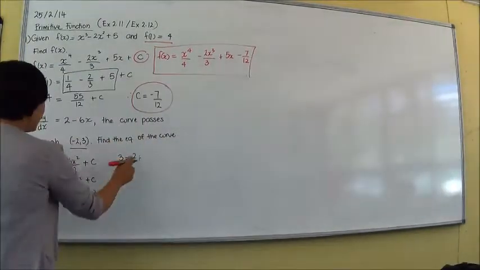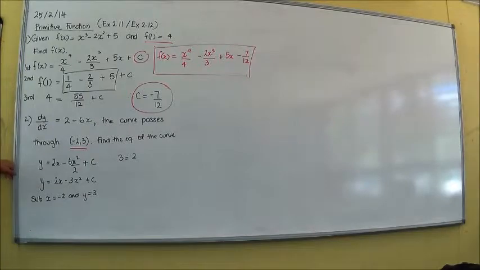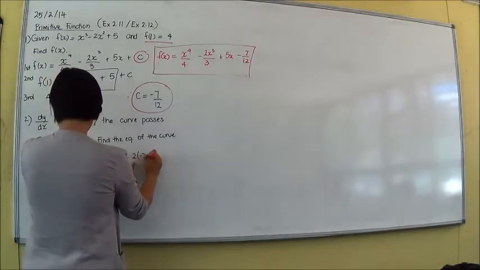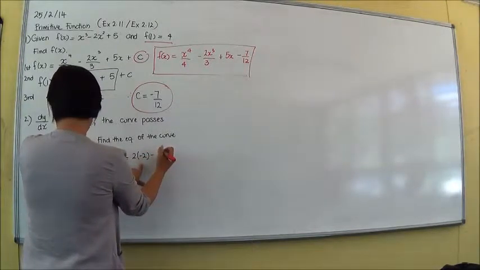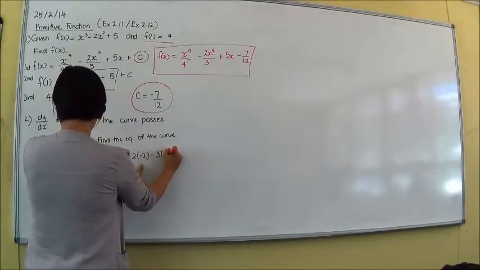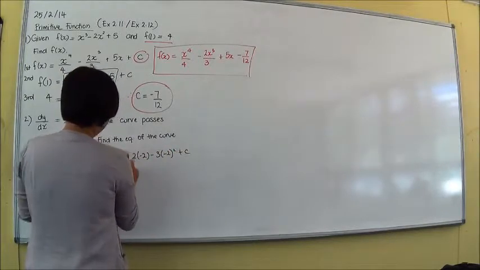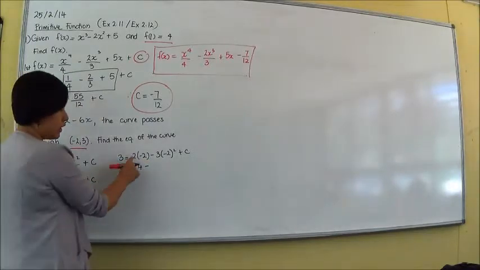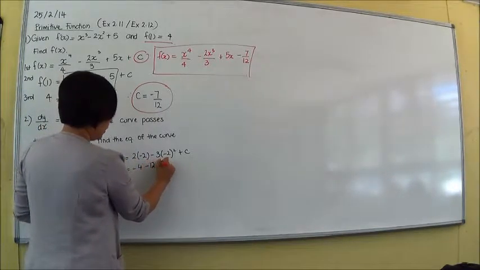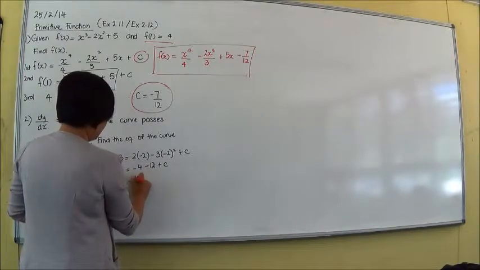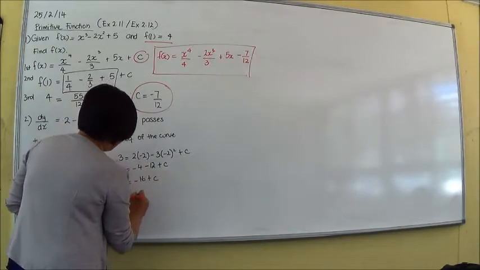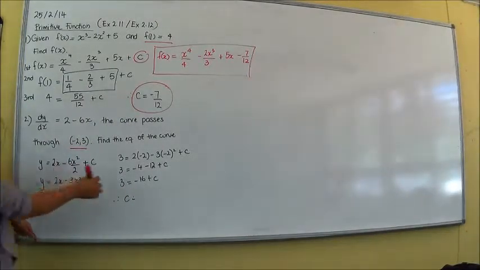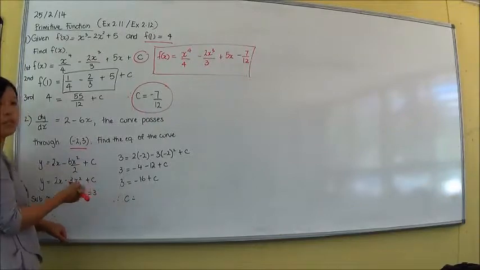Alright, so we're substituting it in. So it's 3 equals 2 times minus 2 minus 3 times minus 2 squared plus c. So I've got minus 4, minus 12, plus c. So to solve for c, I just took the negative 16 to the other side, so c is 19.